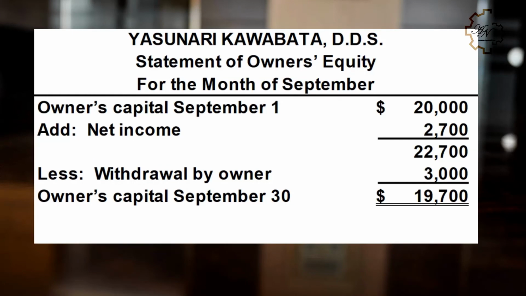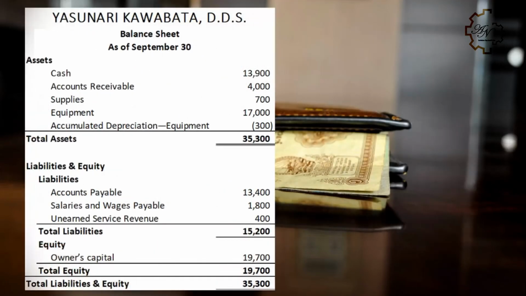After the income statement, we will make the statement of owner's equity. We have owner's capital on September 1, add net income, less withdrawal by owner, and we have owner's capital on September 30 is $19,700. It will be transferred to the balance sheet.